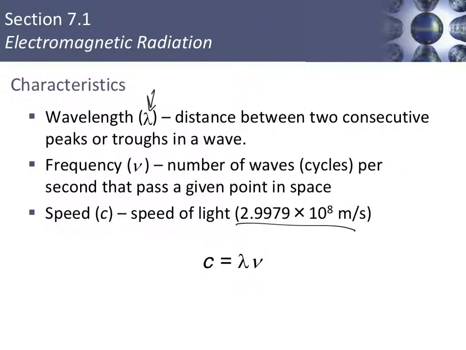2.9979 times 10 to the 8th, which you will usually see rounded to 3.00 times 10 to the 8th meters per second. So that's the speed of the wave, represented by c, if we're talking about any kind of electromagnetic radiation. So the fact that the speed of light is constant means that the speed equals the wavelength times the frequency, which means that the wavelength and the frequency are inversely proportional. If one goes up, the other must go down, and vice versa.